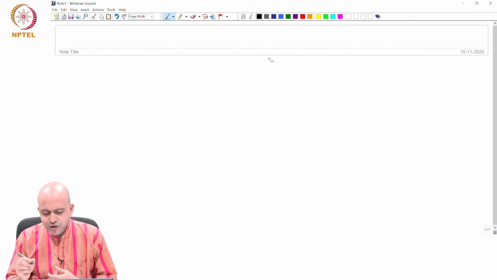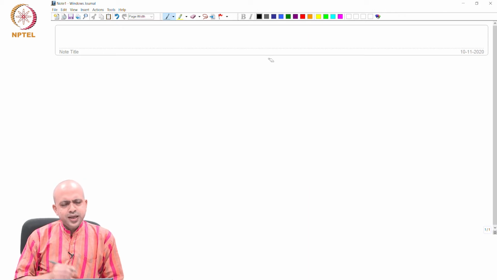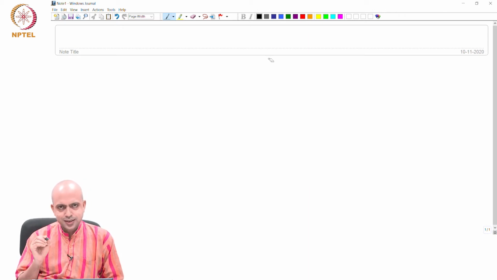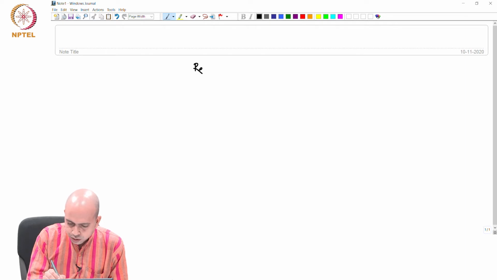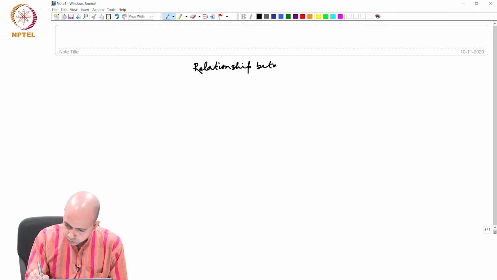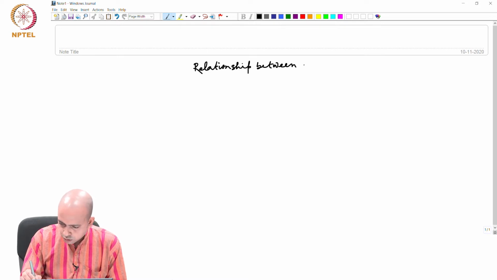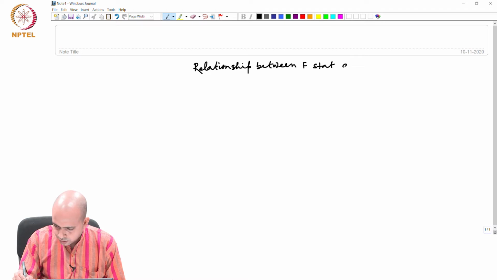So, let us try to understand the relationship between the F-statistic and the goodness of fit measure R-square, right. So, relationship between F-statistic and R-square.